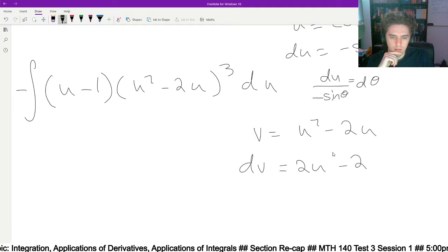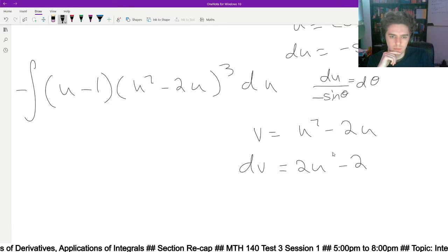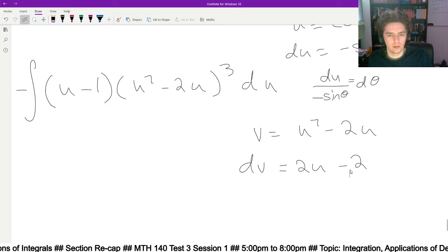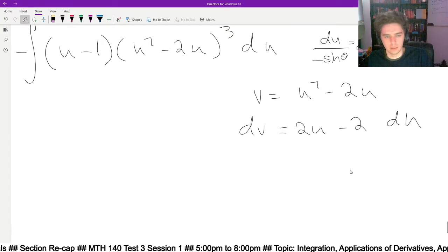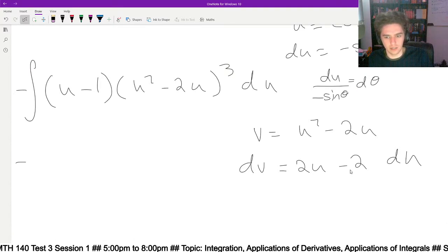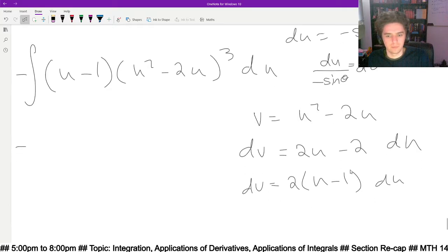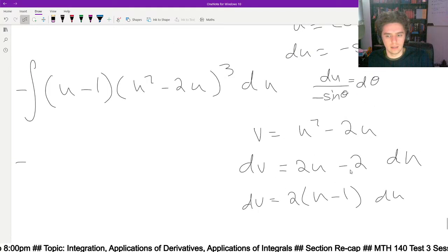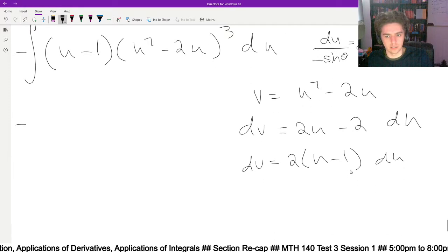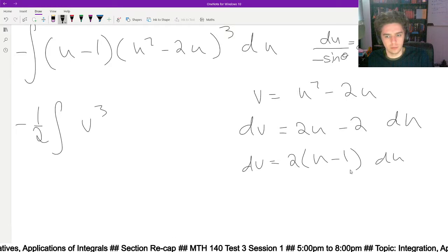It does. So for dv, we got 2u minus 2. So if you factor 2 out, you got u minus 1. Oh yeah. Okay, never mind. Yeah, that makes sense. So this is a du here. I'll factor a 2 out of here. So dv equals 2 times u minus 1 du. So u minus 1 du is here. Okay, so this is just going to be 1/2 v cubed dv.